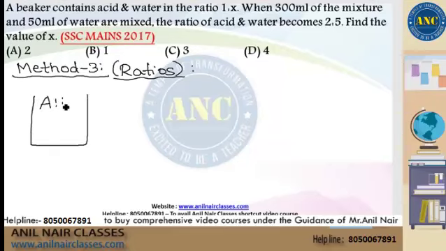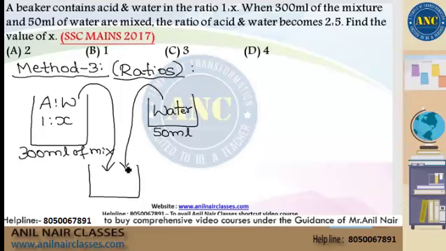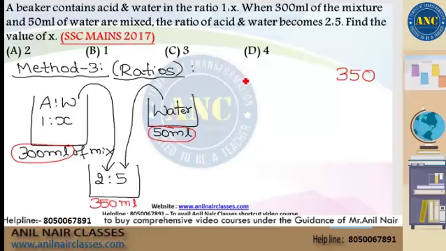Now see here, acid and water are in the ratio 1:x in vessel 1. So 300 liters of mixture is present, and in vessel 2 only water is present, acid is not present. 50 ml of water is present. When you mix these two vessels, vessel 1 and vessel 2, I will get another vessel where acid and water are in the ratio 2:5. Right? Now see here, sir. Simple common sense. First vessel, I am having 300 liters of mixture. Second vessel, I am having 50 ml of water. I am mixing. Totally in my third vessel, I should have 350 ml of mixture.